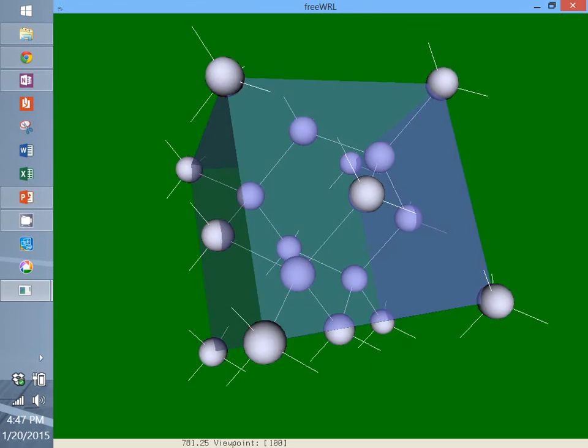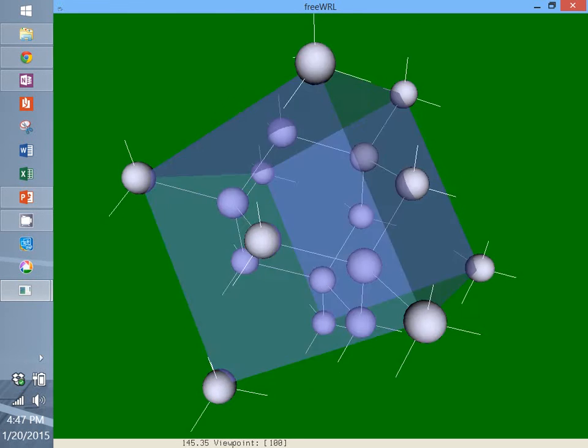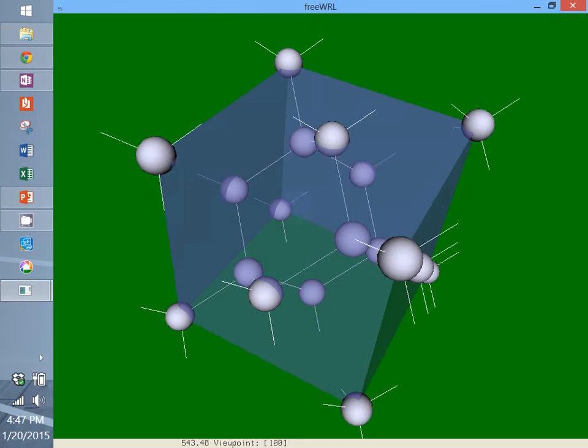Okay, what is a face-centered cubic lattice? It has eight corner atoms, and how many face atoms does it have? Six. Right. Again, face-centered cubic lattice means that you have eight corner atoms.